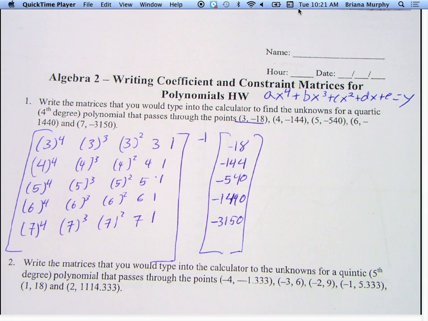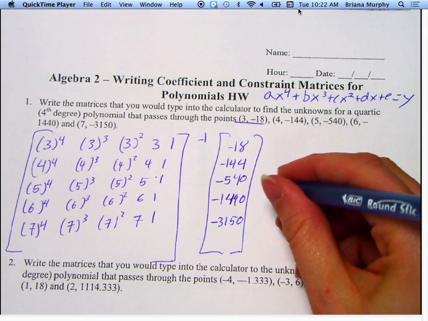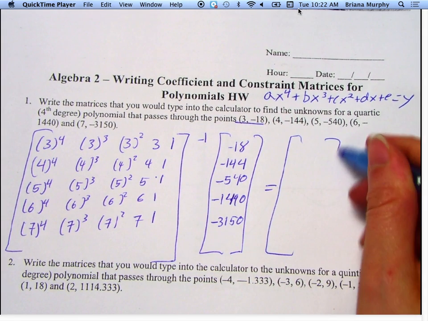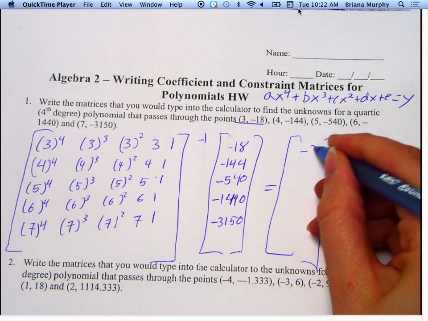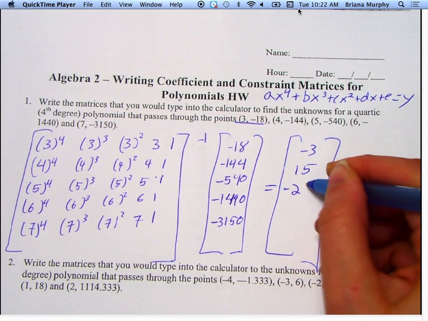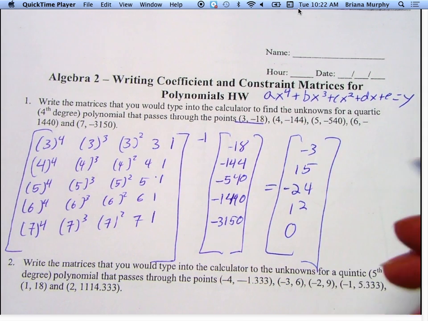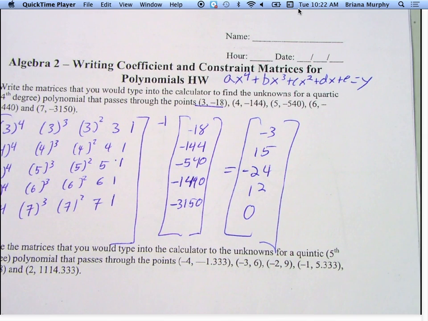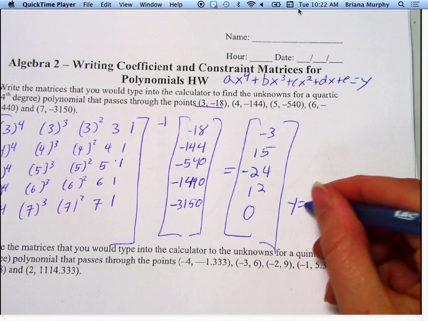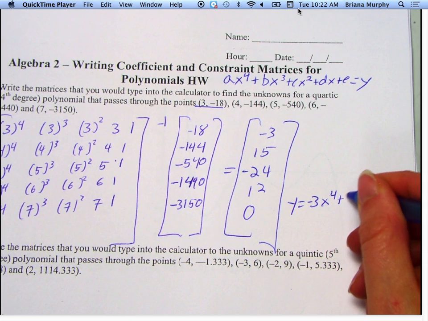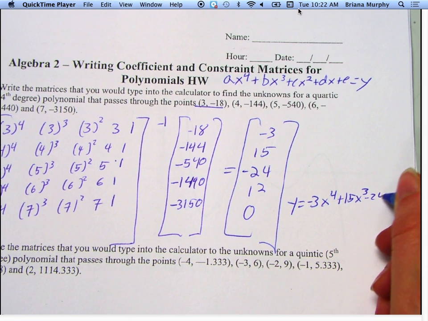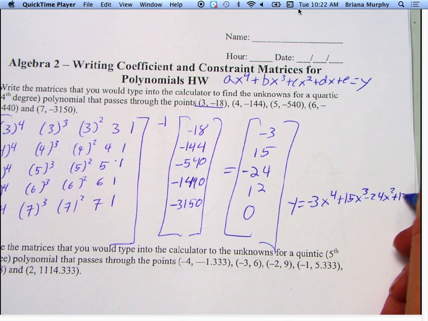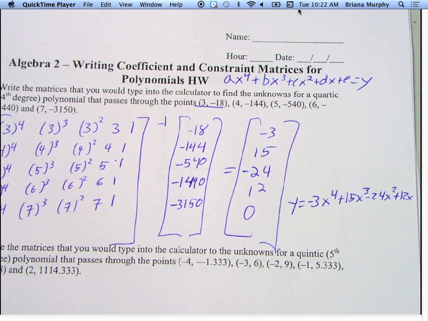Okay. We put this in our graphing calculator and we will get the answer that looks like this: negative 3, 15, negative 24, 12, and 0. So how do I write that out? You do not have to have the plus 0 at the end, but if you want it, you can have it. Okay. Let's try number 2.